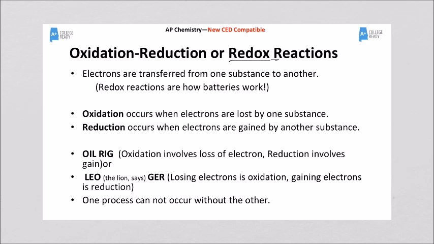So, what is oxidation? Well, it is when electrons are lost by one substance, and if electrons are lost by one substance, then there must be another substance there to be reduced, because the substance that is reduced is gaining those electrons. So a couple of mnemonic devices that are extremely helpful. I highly recommend you remembering one or the other just so you keep these two processes straight. Is OIL RIG: oxidation involves loss of electrons, and reduction involves gain, or LEO the lion says GER, meaning losing electrons is oxidation, gaining electrons is reduction. And again, we can't have one process without the other.